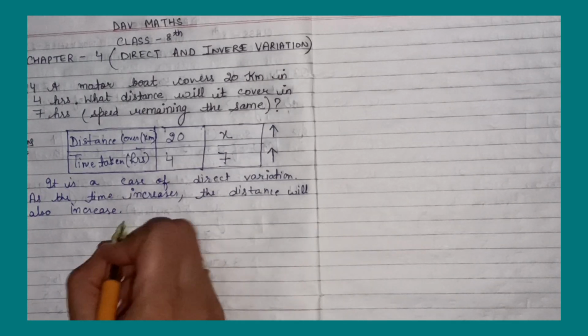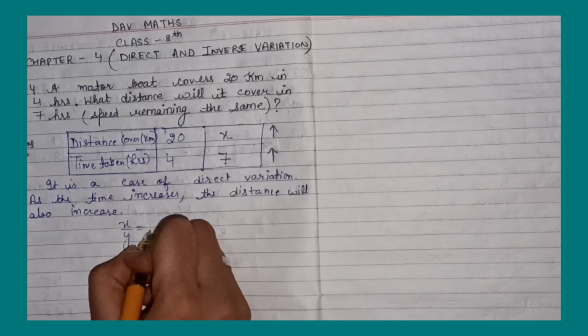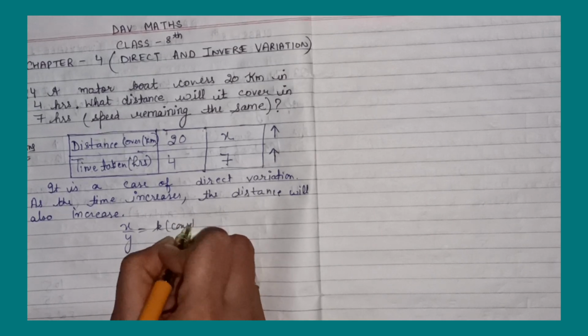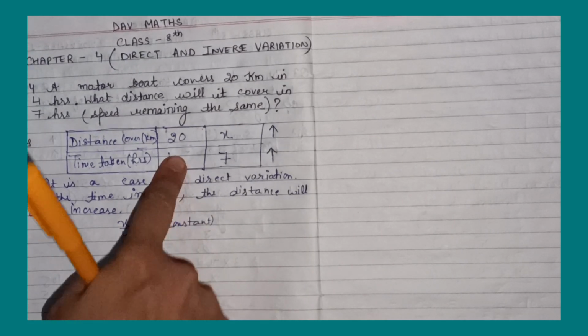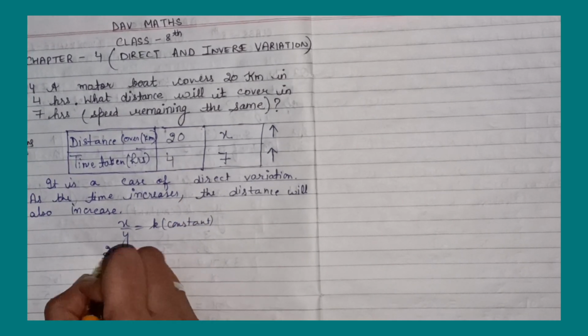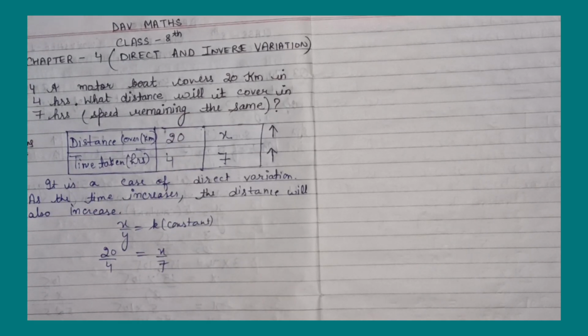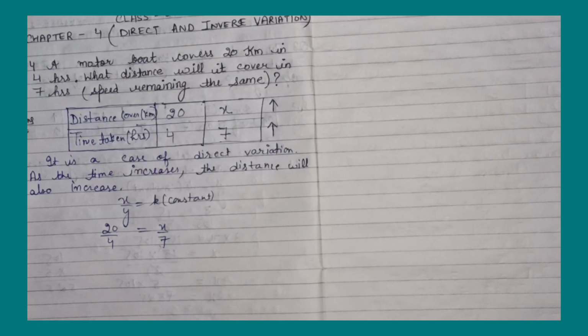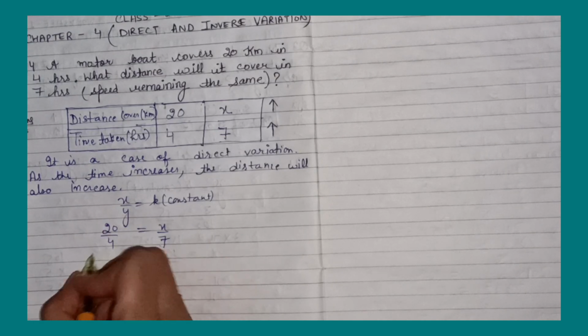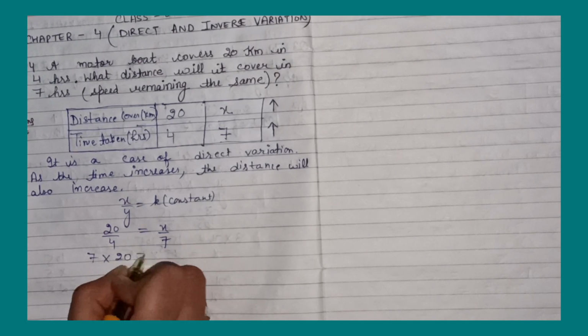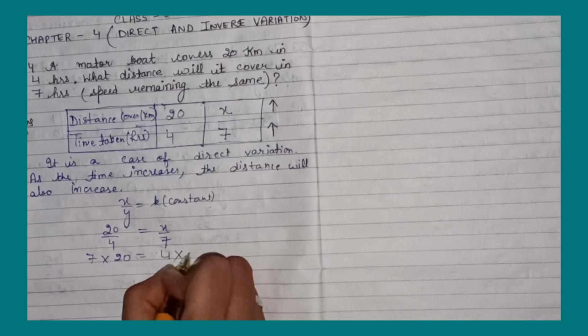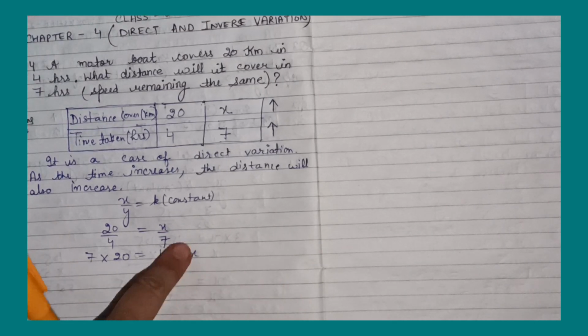We know that the formula of direct variation is x upon y is equal to k, which is constant. So I write 20 upon 4 is equal to x upon 7. Now I cross multiply. By cross multiplying, 7 multiplied by 20 is equal to 4 multiplied by x. Now I have to find the value of x.